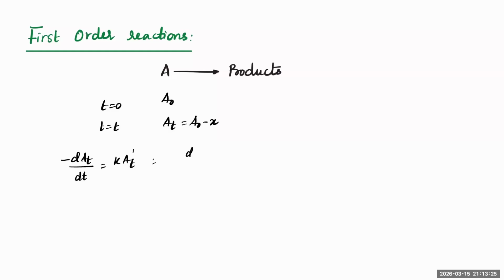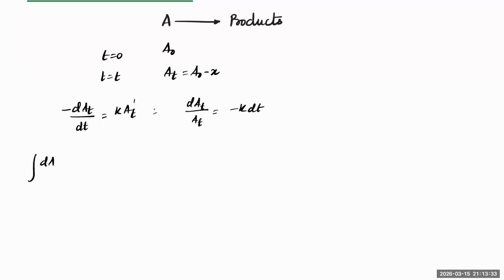So therefore, I can say d of At by At is equal to minus k into dt. If I integrate this, I'm just writing dA by A, starting from A naught to At, that is equal to minus k integral of 0 to t dt. If you have 1 by x dx, the integral value will be ln x. So ln A starting from A naught to At is equal to minus kt.